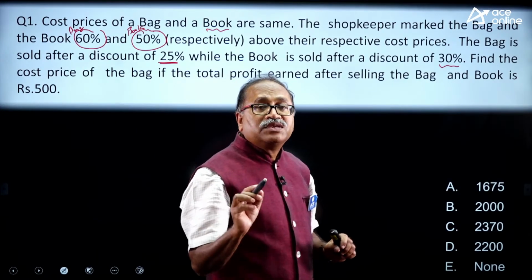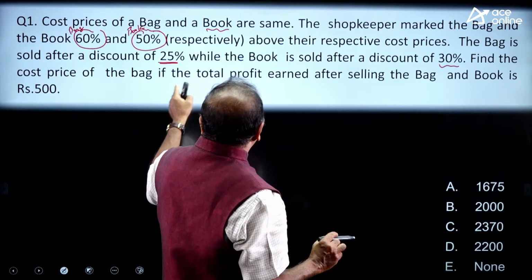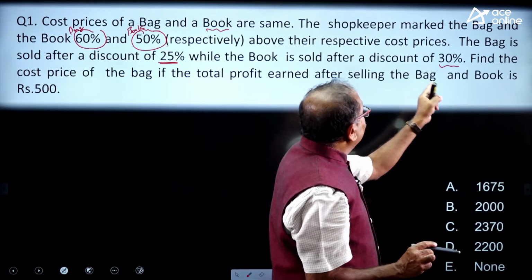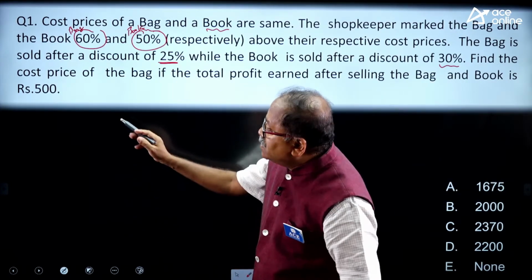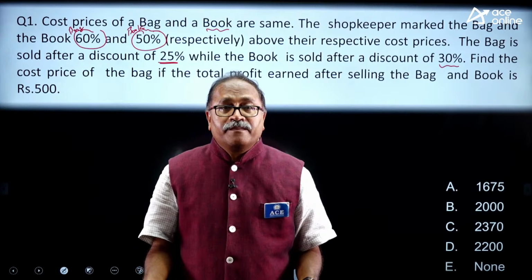Then the question is, find the cost price of the bag. I need to find out the CP of the bag. The condition is that the total profit earned by selling the bag and book is rupees 500.